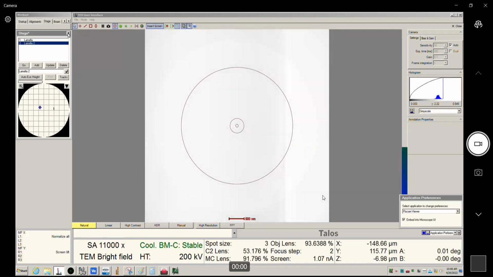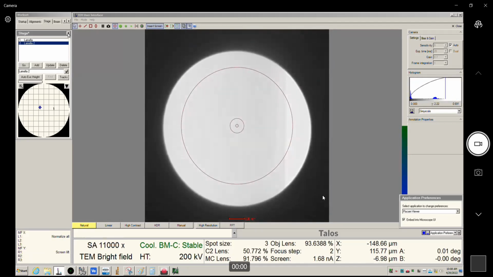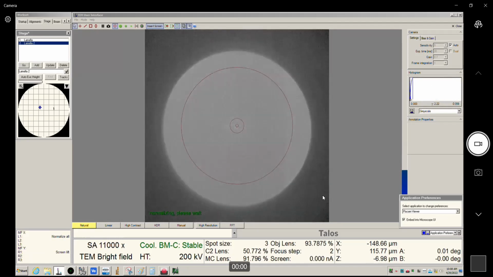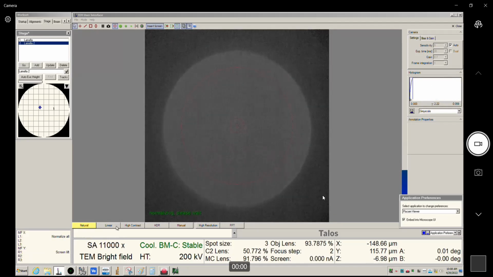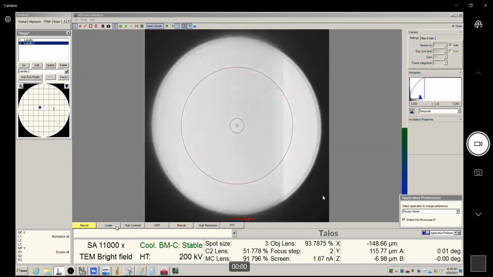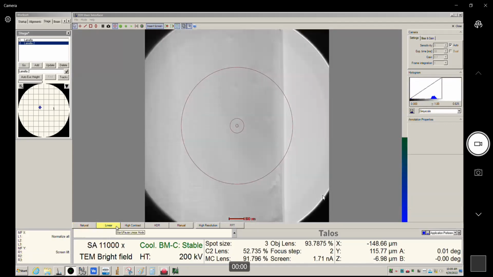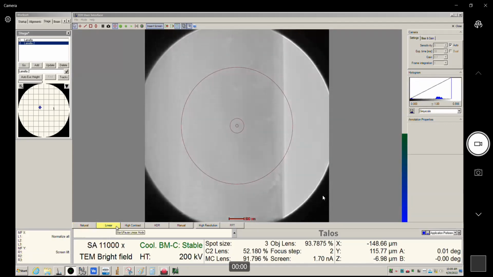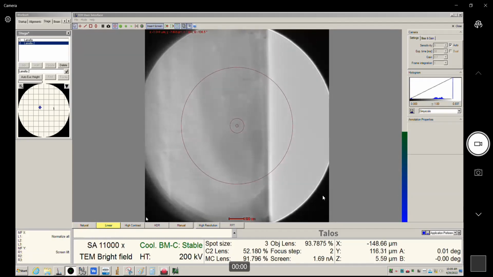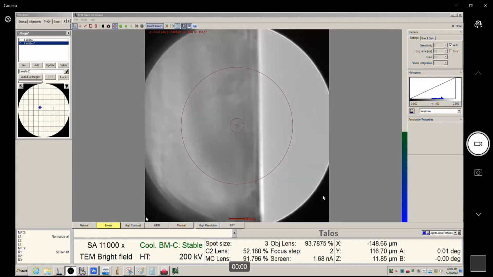Okay, but now we're in SA mode. So if I push eccentric focus, all right, so we're pretty close here. So if I move the Z button, right, so you can see I have a lot more contrast.